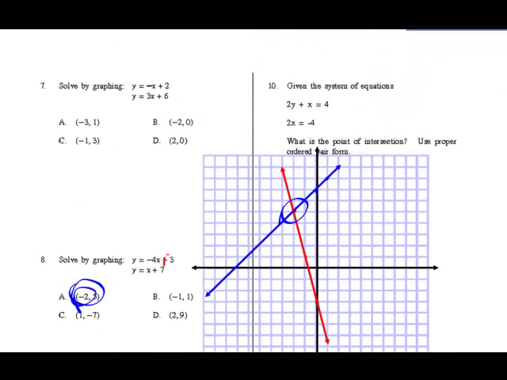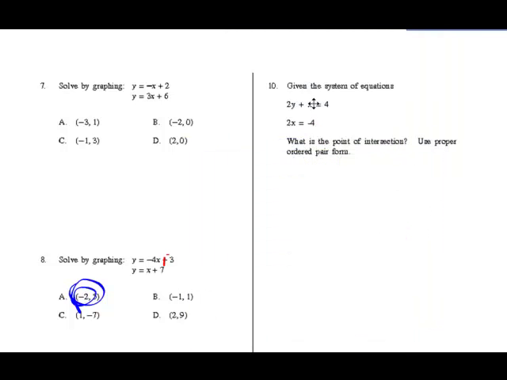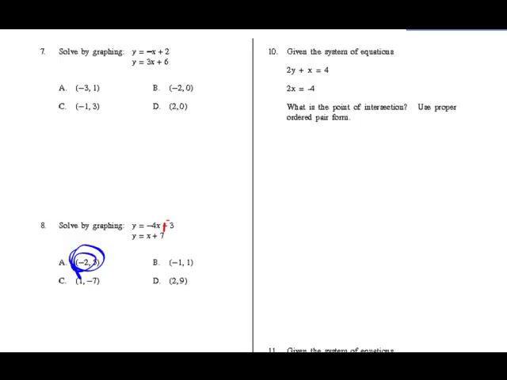Okay, number 10. Given the system of equations, 2y plus x equals 4, 2x equals negative 4. What is the point of intersection? Use proper ordered pair form. Well, which method do I want to use here? Go through the method. Are they in slope intercept form? No. Does one of the equations only have an x or y? Yes. So what's the substitution?